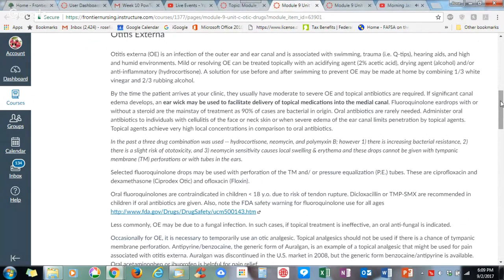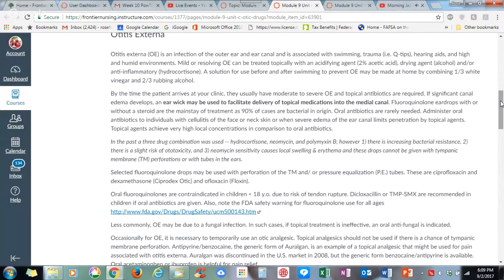Mild or resolving otitis externa can be treated topically with an acidifying agent, acetic acid or vinegar, a drying agent, alcohol, and/or anti-inflammatory hydrocortisone. A solution for use before and after swimming to prevent otitis externa may be made at home by combining 1/3 white vinegar and 2/3 rubbing alcohol.